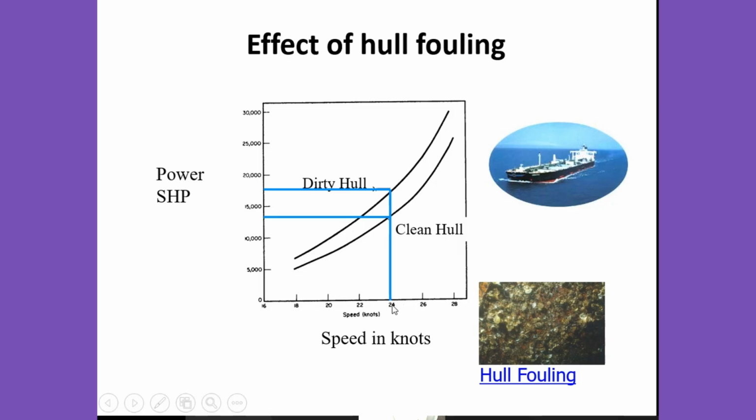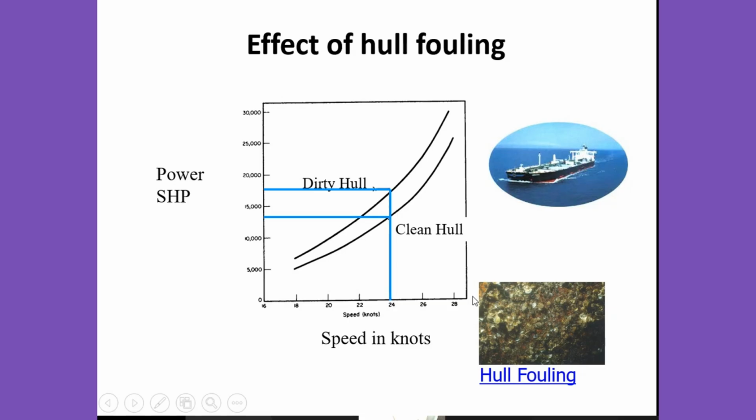For the same speed, let us say 24 knots as in the example here, the vessel was only developing, let us say, 13,000 kilowatt of power to move at 24 knots. But now for the same speed, I may have to develop 18,000 kilowatt of power. This is just an approximation, just to understand the concept. So my fuel consumption will increase, and the benefit is nothing because I am still getting the same speed.